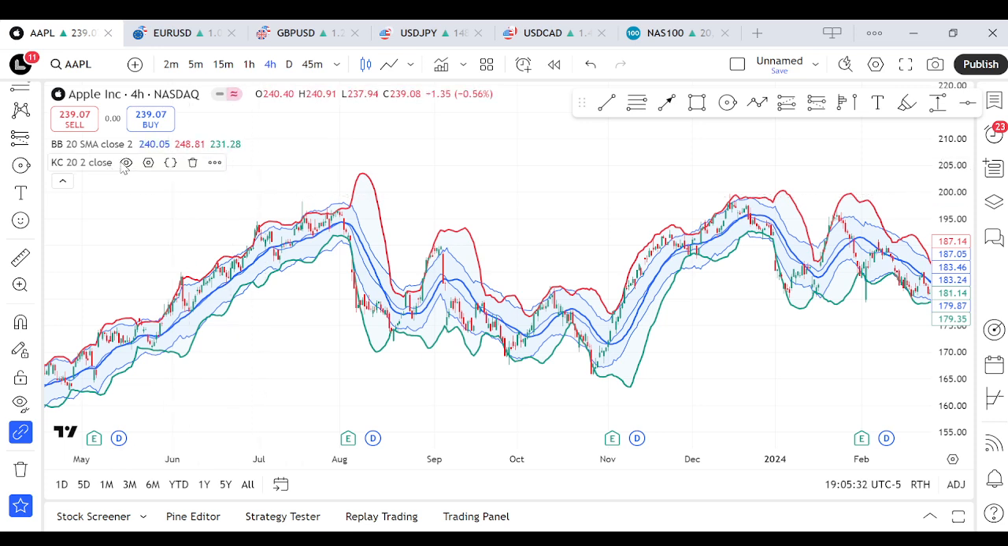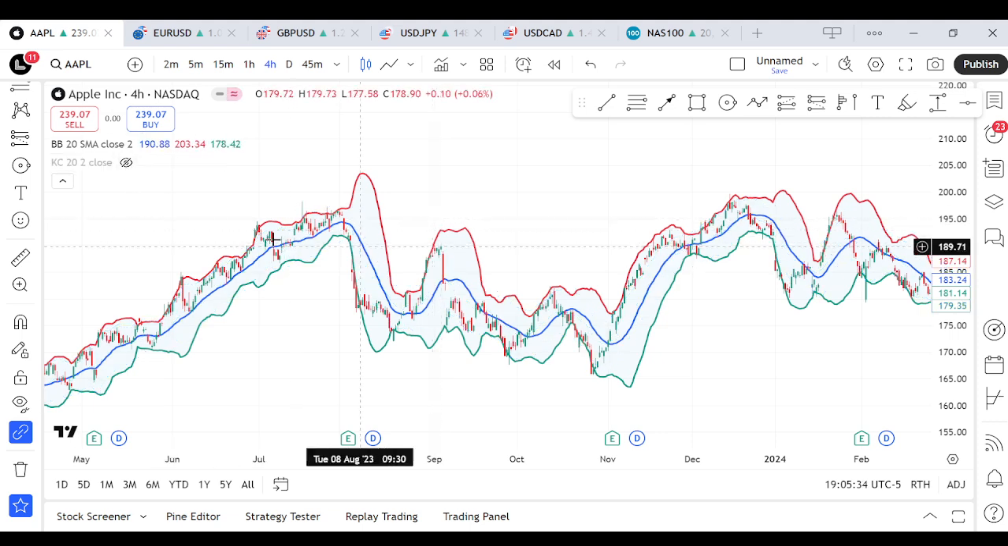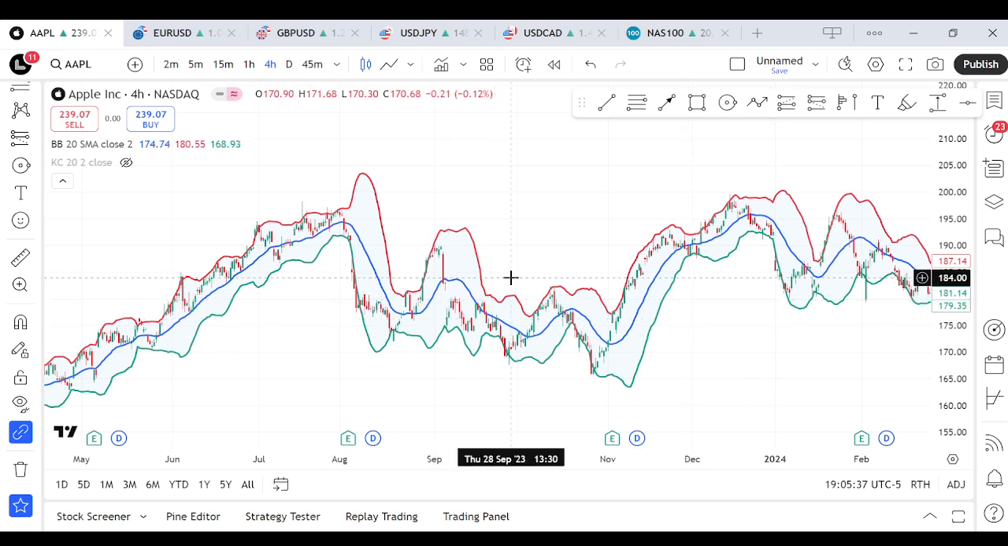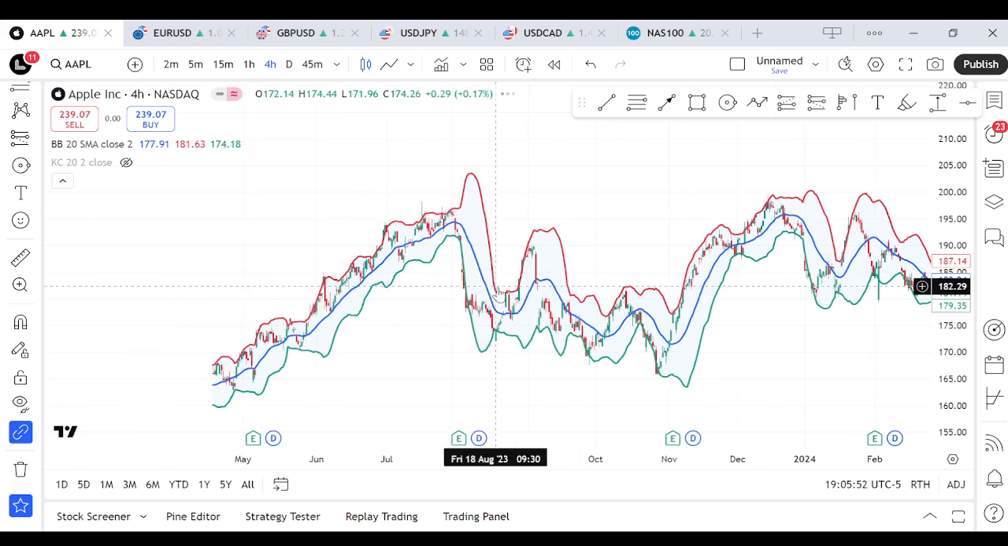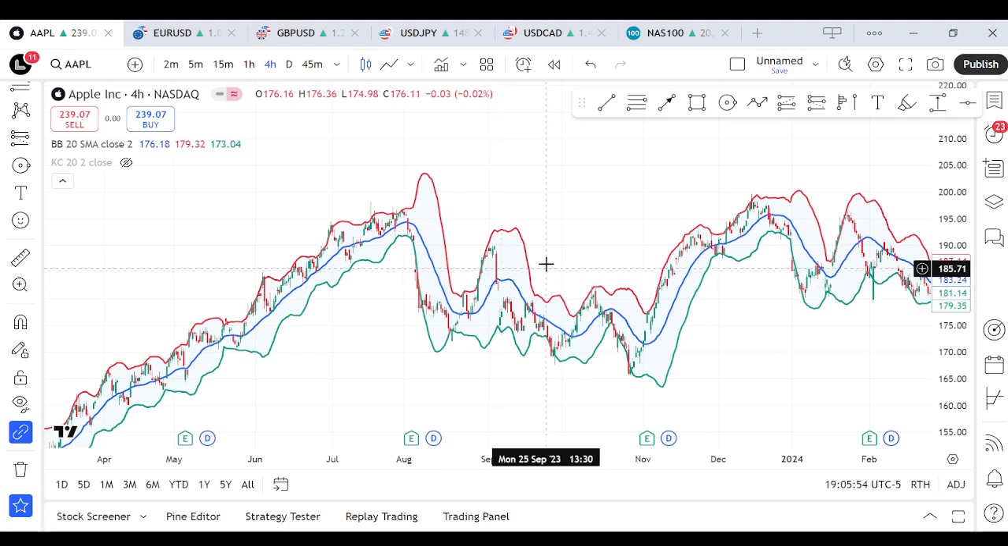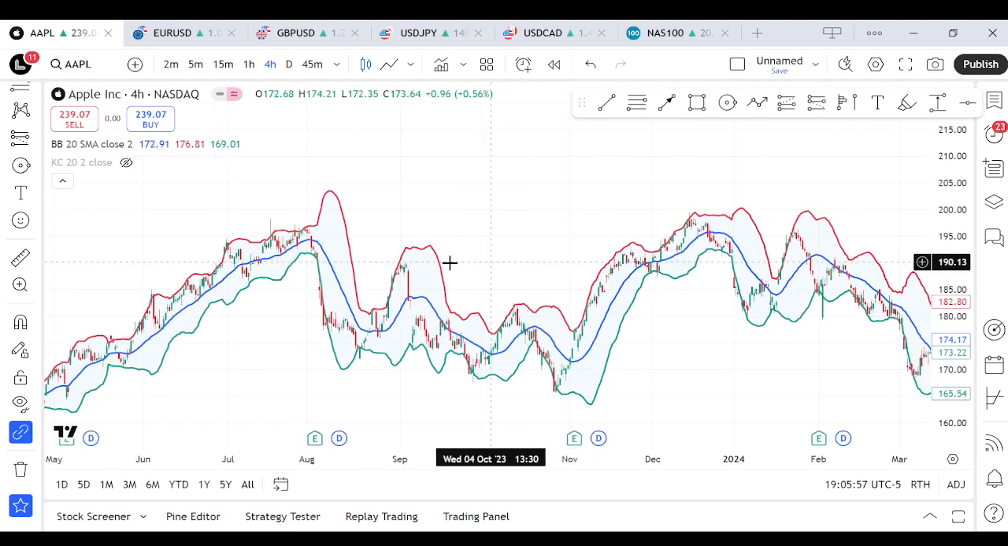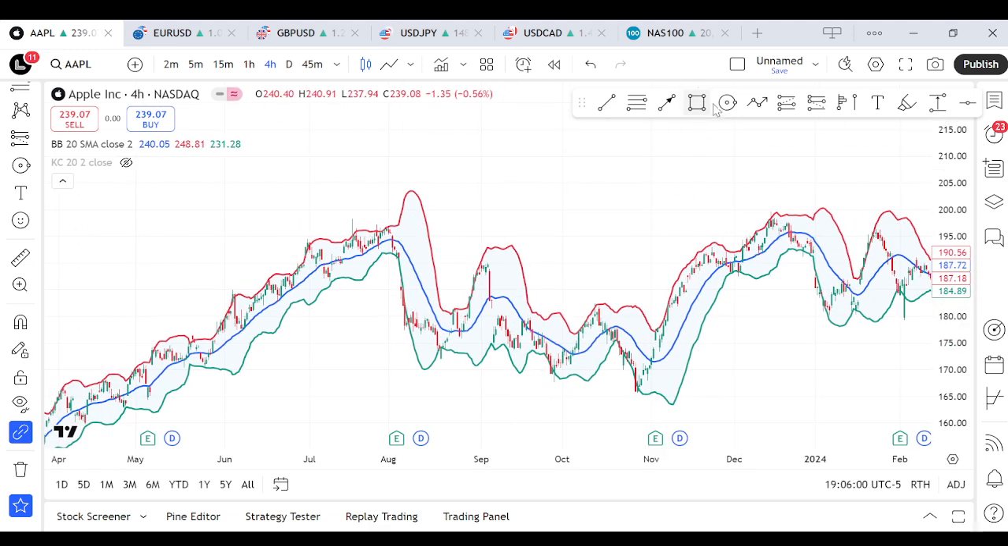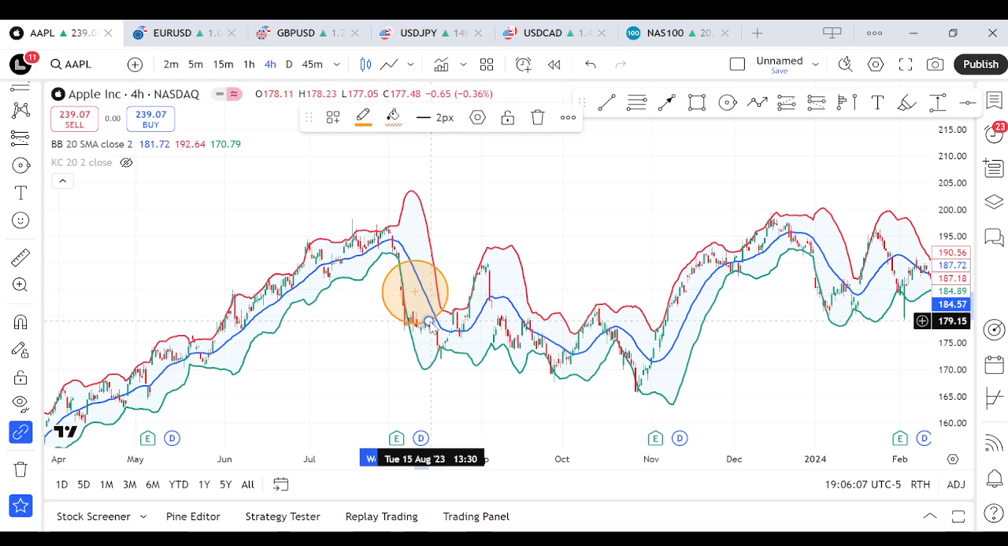Bollinger Bands, I'm just going to remove the Keltner channels. Now you see only Bollinger Bands on my chart. Bollinger Bands consist of three lines: a middle line, which is the simple moving average, SMA, and two outer bands calculated based on standard deviations from the simple moving average. These bands expand during periods of high volatility and contract during periods of low volatility. As you can see, low volatility, we have the contraction here. High volatility, we have the expansion, as you can see here.